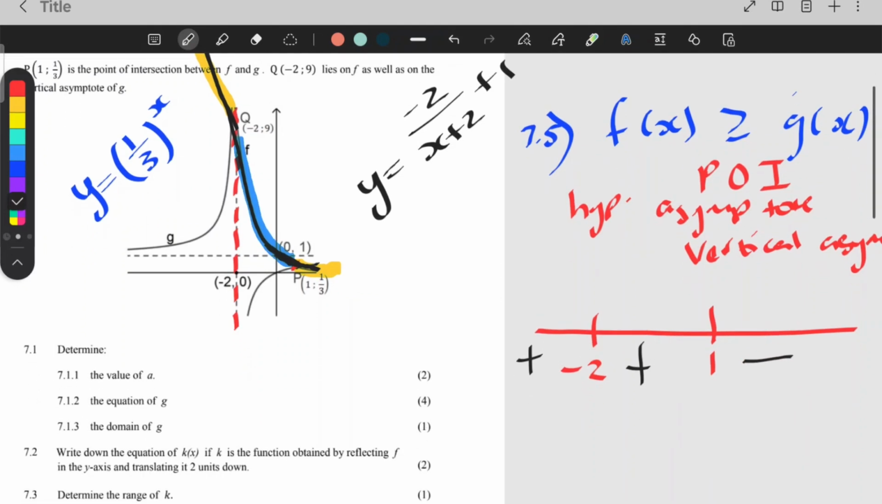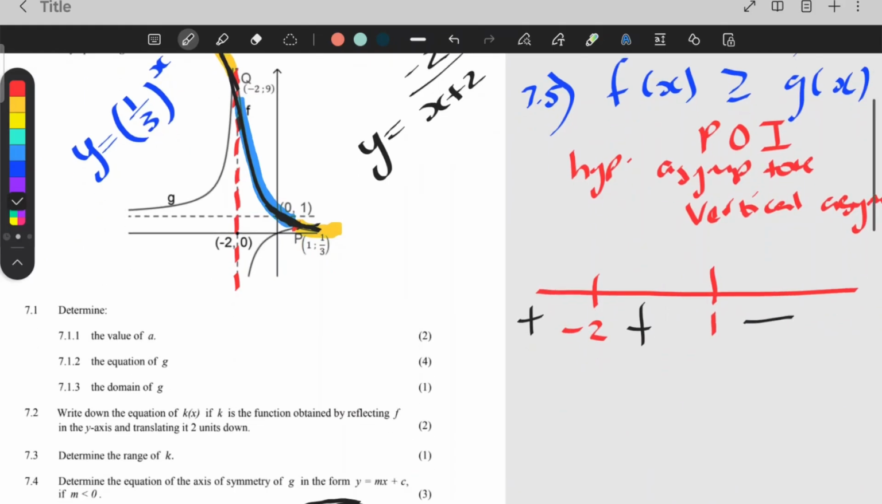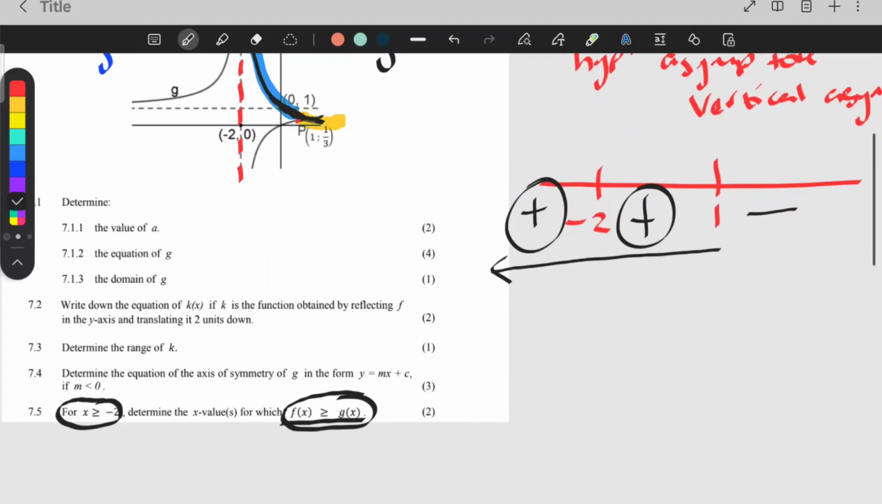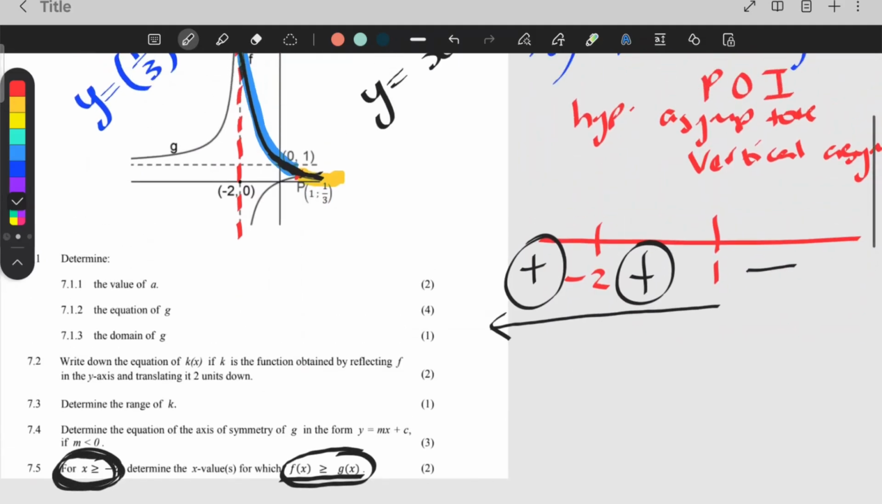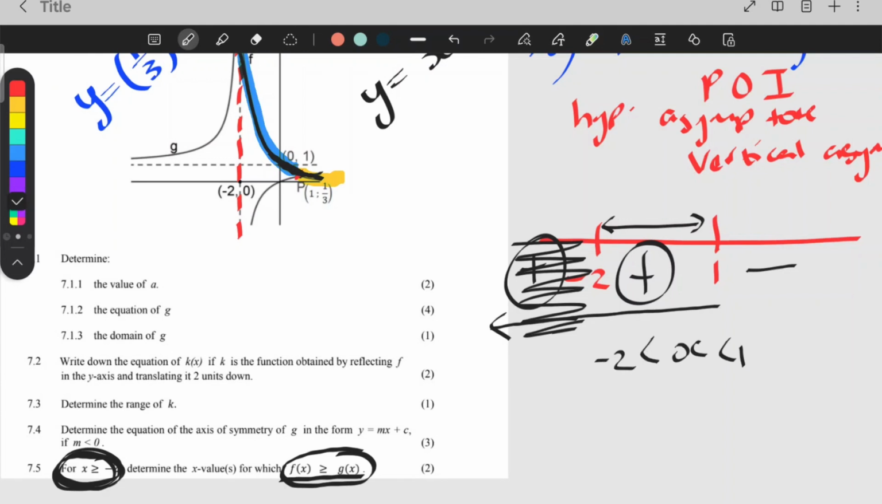Okay, the question is, where is it above the hyperbola? So it's above the hyperbola here and here, because that's the plus plus. So from 1 to this side, it's above. But now we had a restriction. It says here x must be greater than -2. So this part is now out. We can only use this part. You see, it stops there. So x is between -2 and 1.